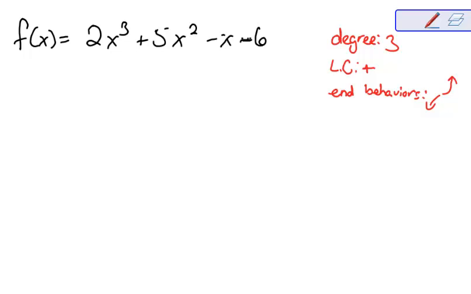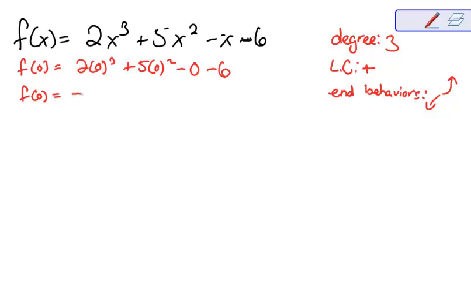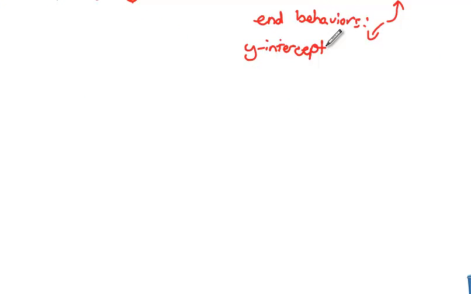And in this format, I can go ahead and say f of 0 equals 2 times 0 to the third plus 5 times 0 squared minus 0 minus 6. So f of 0 is equal to a negative 6. Remember that in this form, your y-intercept is the number without the x. So we have a point at 0, negative 6 again.